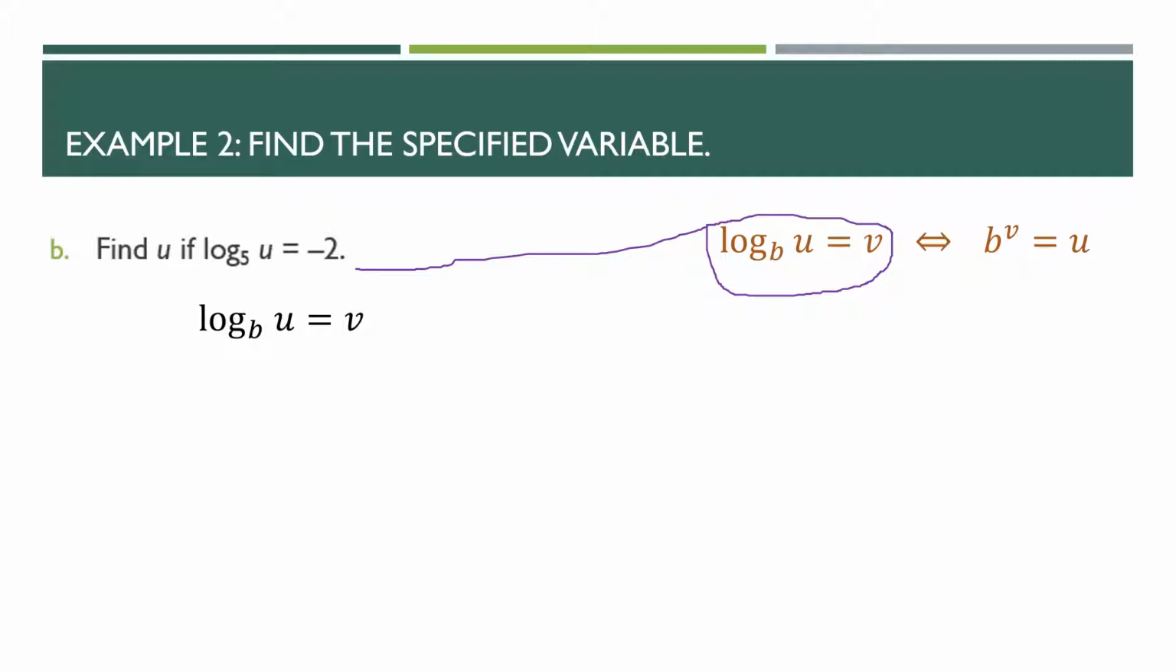All right, so remember what we did next. We went through and matched up each one of the variables in our definition with the number or the variable in our problem. All right, so B matches with 5, so write that down, B is 5. U matches with U, so U is just U. And then V is -2, so write that down, V is -2.